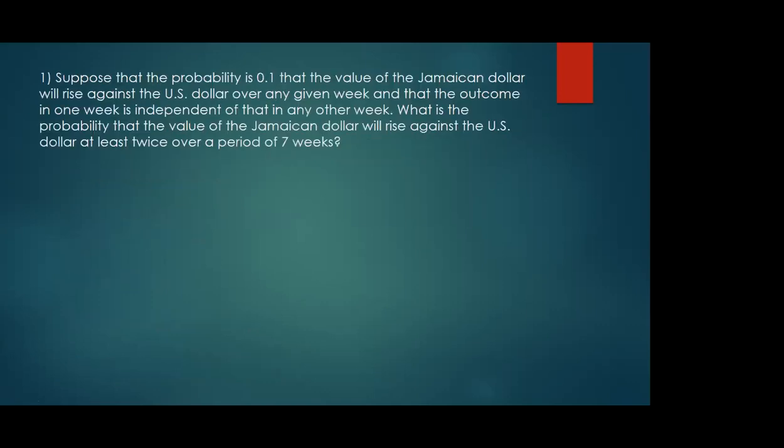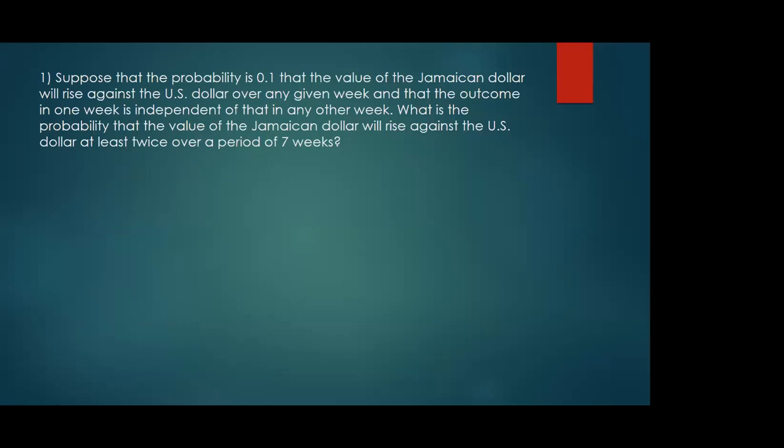So the first question says that suppose the probability is 0.1 that the value of the Jamaican dollar will rise against the US dollar over any given week, and that the outcome in one week is independent of that in any other week. What is the probability that the value of the Jamaican dollar will rise against the US dollar at least twice over a period of 7 weeks?